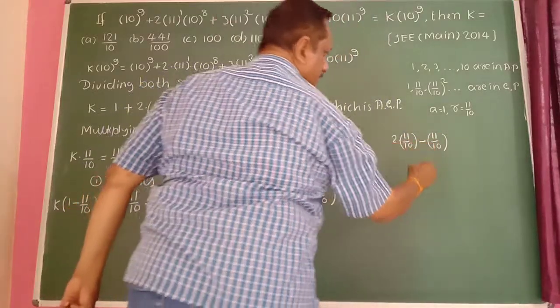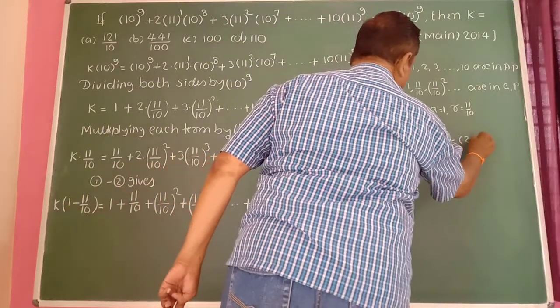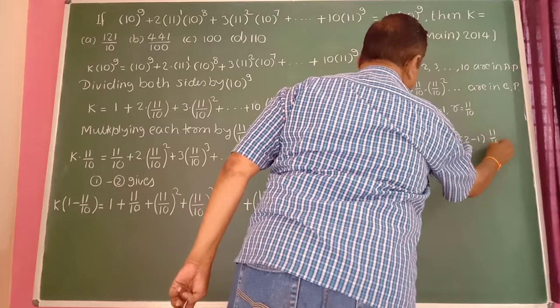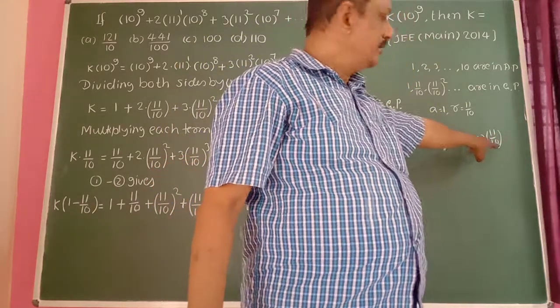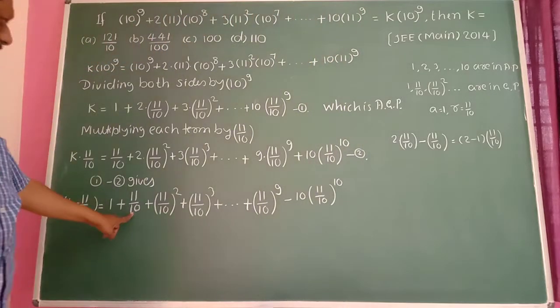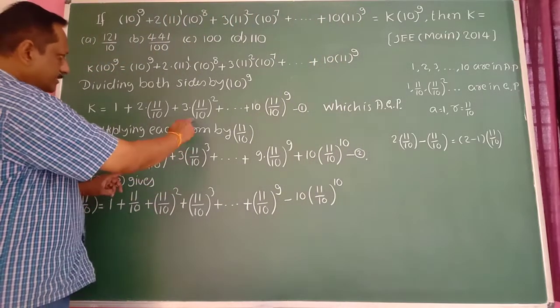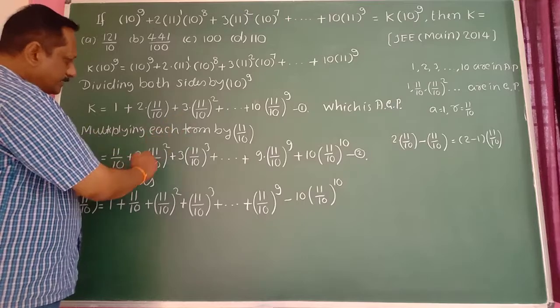So 11 by 10 is the common factor here. 2 minus 1 into 11 by 10. So 2 minus 1 becomes 1, and 1 into 11 by 10 is this 11 by 10 here. Then this term minus this term, subtracting these two terms here.